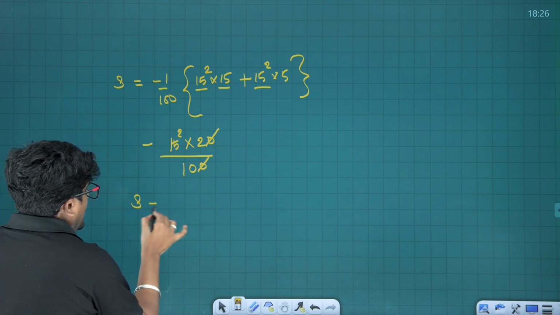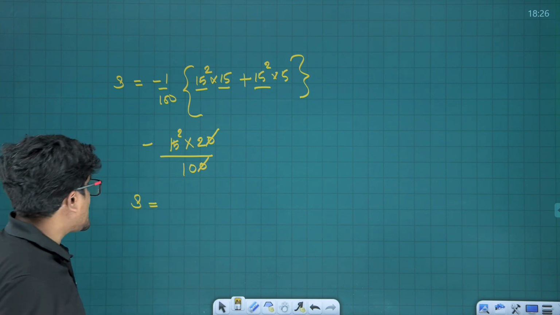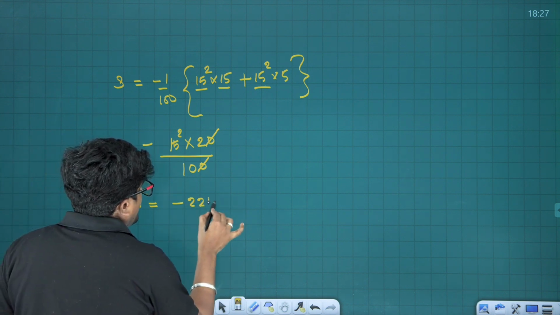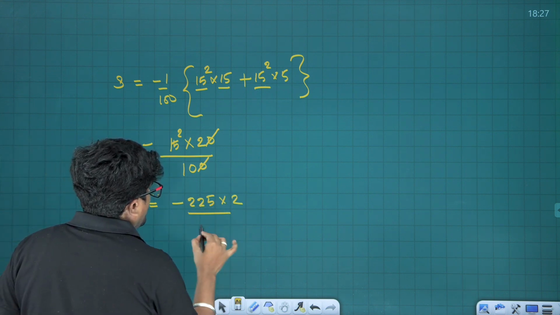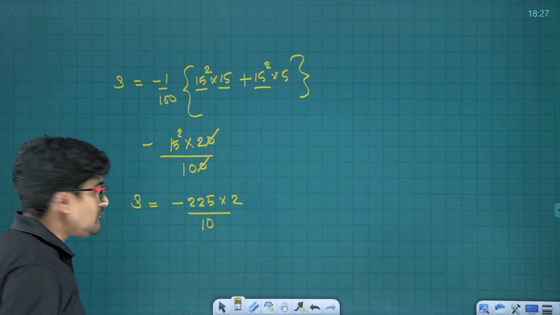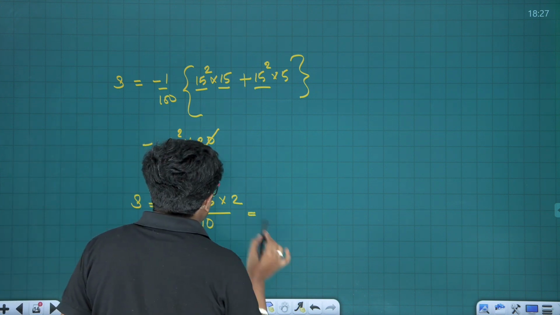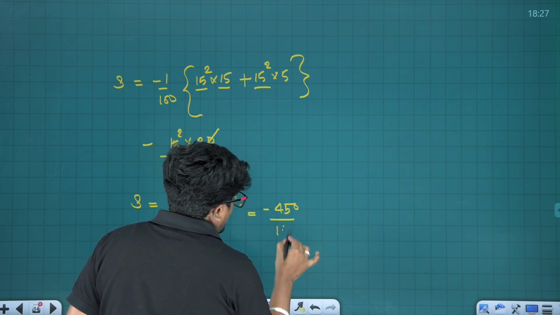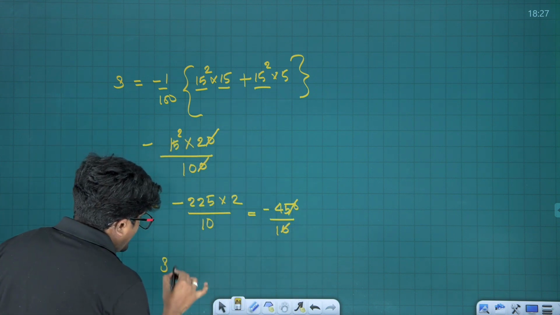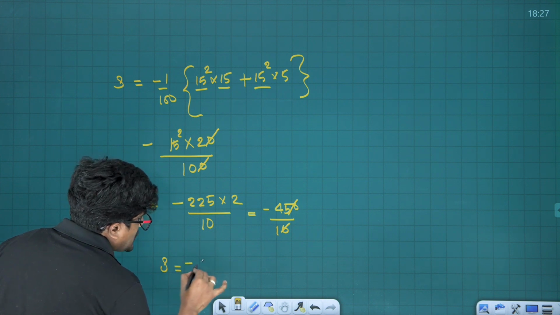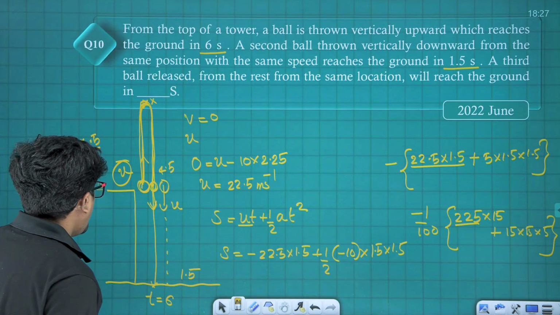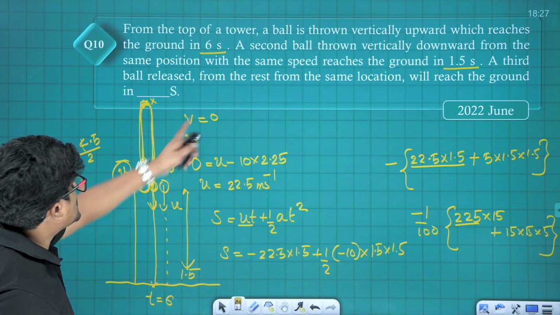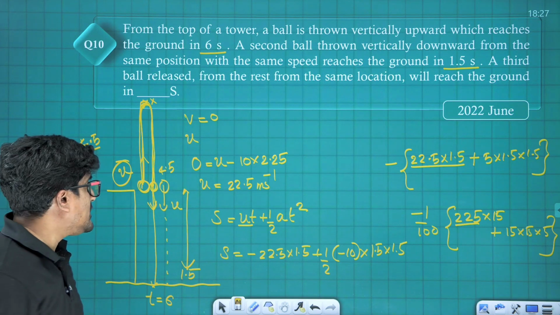Now displacement along the downward direction, S, I am getting as minus of 225 into 2 by 10. So this is going to be minus of 450 by 10, or I can say displacement S is equal to minus of 45. That means this particular distance is 45 meters. Now the question is, what is the time taken by the body to reach that particular distance?